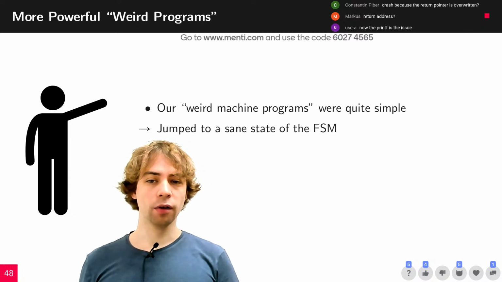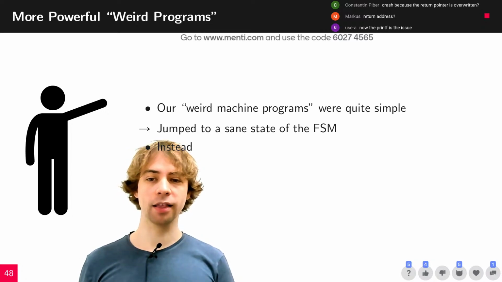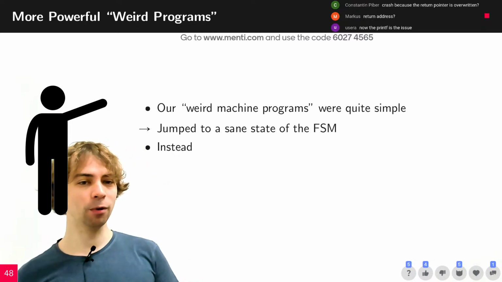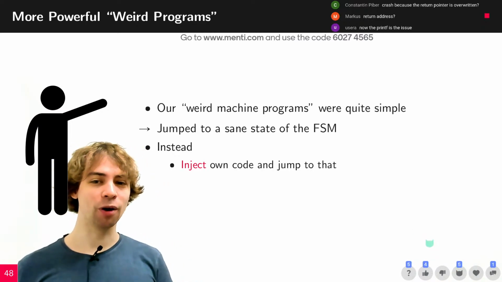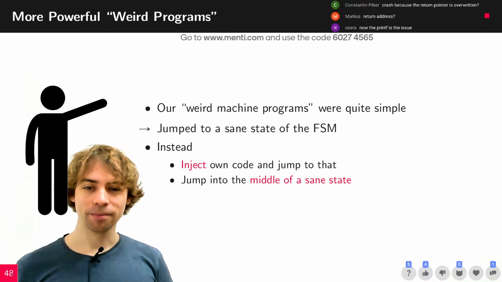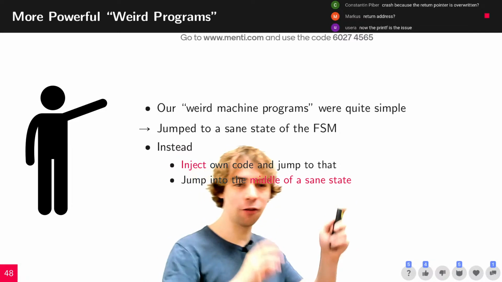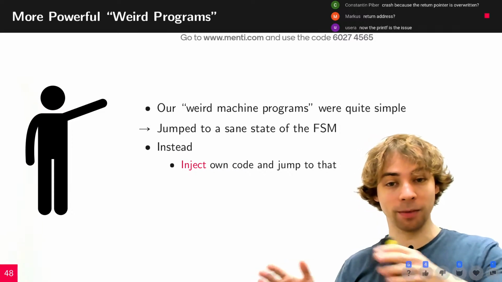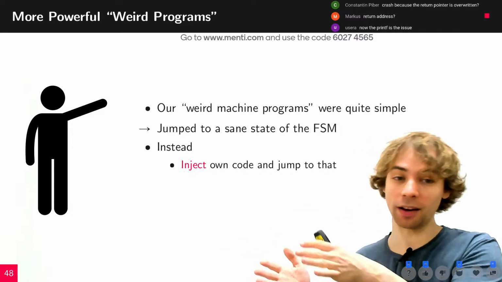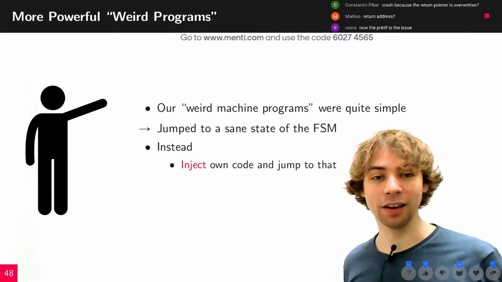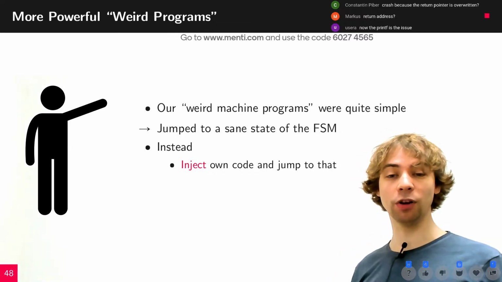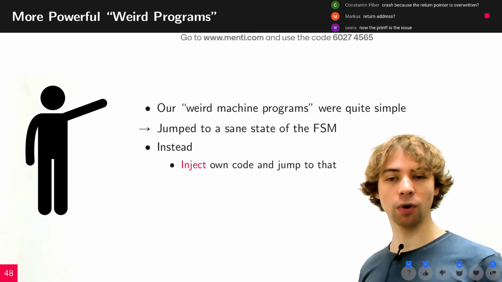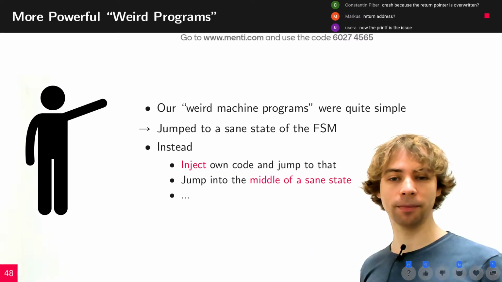So we just jumped to a sane state of the finite state machine. But instead, we could also do something more powerful. We could inject our own code and jump to that. Or we could jump into the middle of a sane state. Injecting our own code, of course, I mean, code can also be expressed with hex characters and with \x. Then we just provide code into this buffer on the stack. And then we jump there, and then we execute the code there. Or we jump into the middle of a sane state.